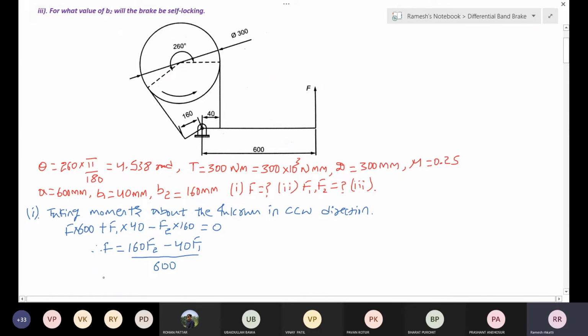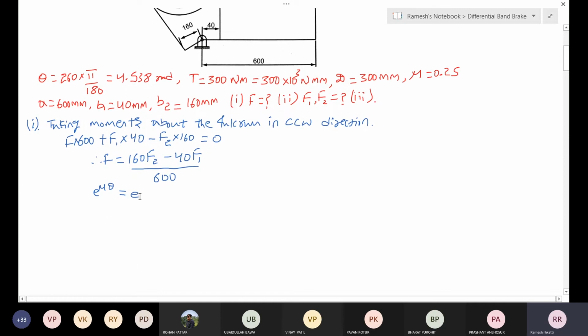Okay, and from the given data, we know that e raised to mu theta. The mu value is given, and the theta value is also given. From that, you can substitute both the values. e raised to, what is the mu value? It is given as 0.25, multiplied by theta. Theta is 4.538. From this you're going to get the value of e raised to mu theta.